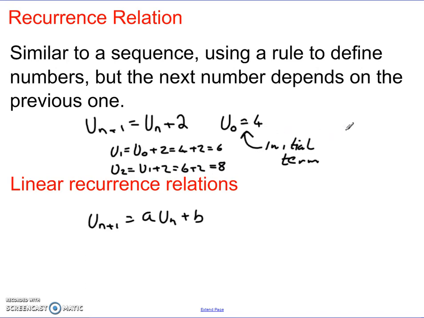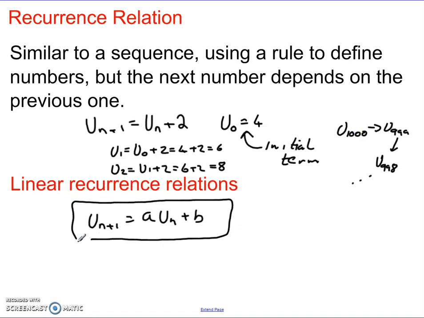Now the big issue with this one is if I did want to calculate u1000, I would need u999. And to get u999, I'd need u998, and so on. It would be a lot more work to calculate a generic term in this case with a recurrence relation. Now when we're working with recurrence relations, we're going to take recurrence relations of a linear form. That means ones that always look like this: u(n+1) equals a u(n) plus b. So the next term equals something times the previous term plus b, some generic coefficient.